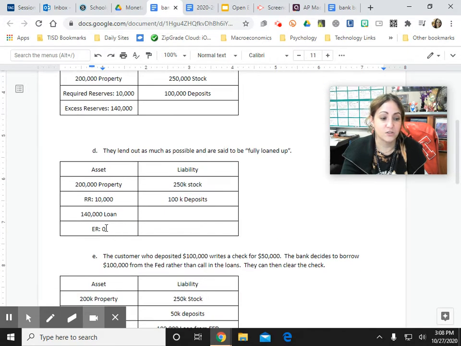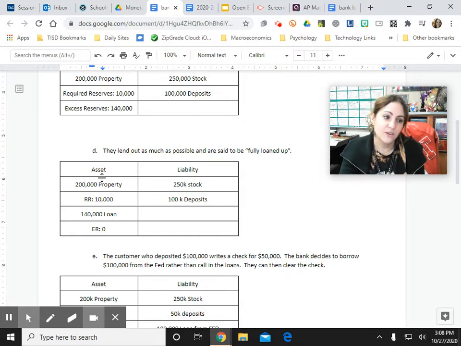So our excess reserves go down to zero because we loan it all out, but that $140,000 of loans stays on the asset side, because a loan that a bank gives to a customer is money that they own. They can call back that customer and say, give me my money back. You owe me my money. So that's still under the asset side.